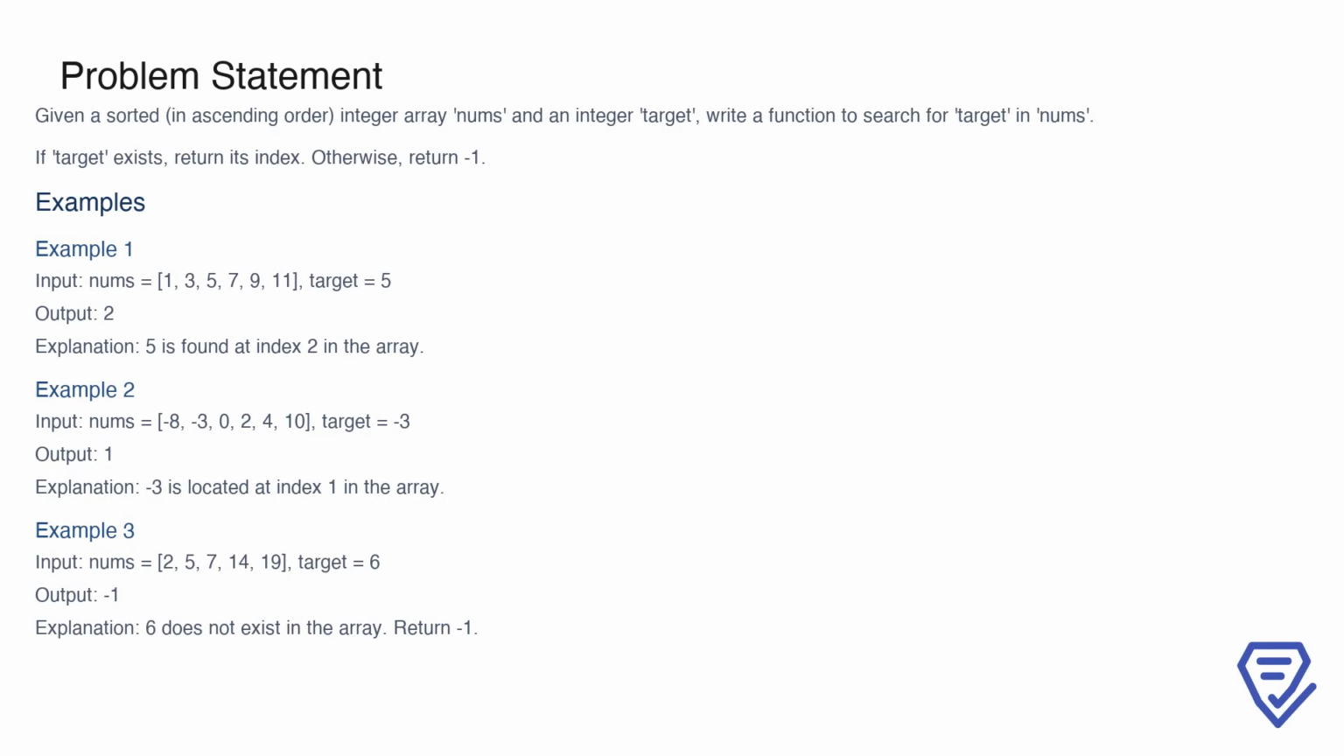You are given a sorted integer array called nums and a target value. Your goal is to find the index of the target value in this array. If the value is present, return its index. Otherwise, return -1.